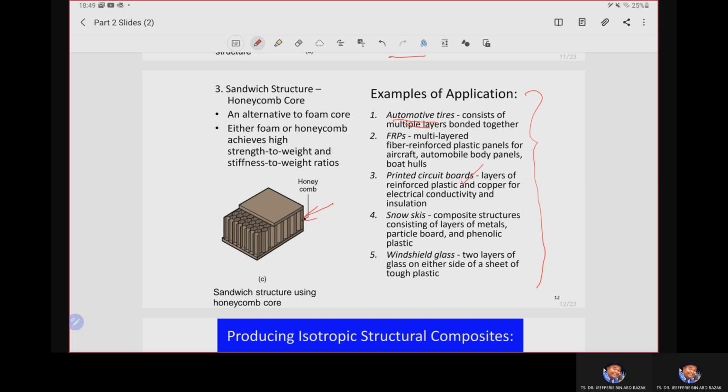The snow skis have a composite structure that consists of metal layers, particle boards and phenolic plastic. And also the windshield glass for your automotive car actually consists of two layers of glass on either side of a sheet of tough plastic.